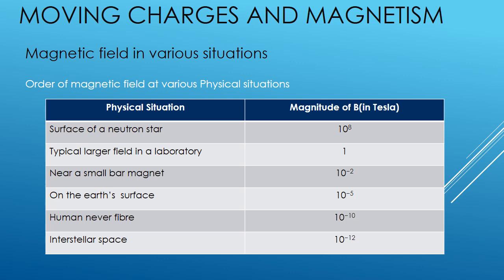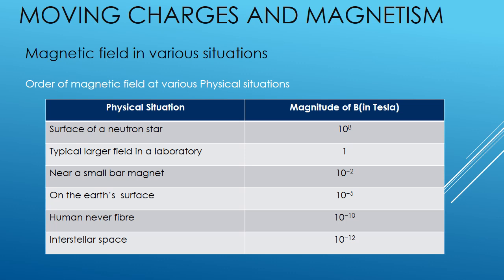Now, in our human body there is an electrical system, and because of that there is a certain magnetic field inside the body. But this magnetic field is very weak, and it is of the order of 10 power minus 10 Tesla.